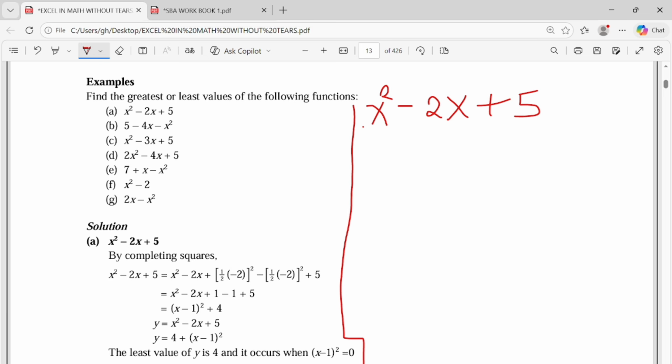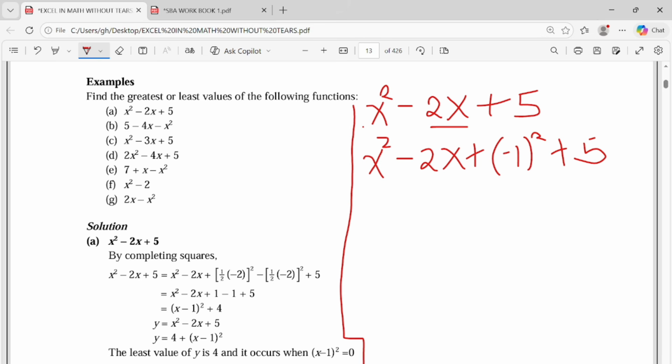When you multiply a half on the coefficient of x, the answer you get, you square it and add it on either side of the equal sign. Now the coefficient is negative, so when you divide by 2, you get negative 1. That negative 1 you get, you square it and add it on either side. So this will be x squared minus 2x, which remains the same, and then you square the negative 1 and add it on either side of the equal sign.